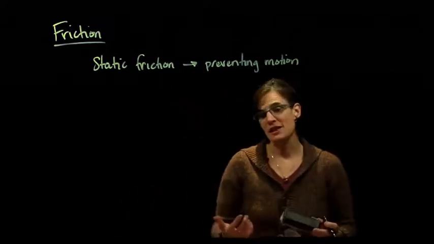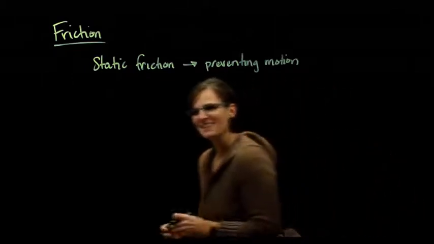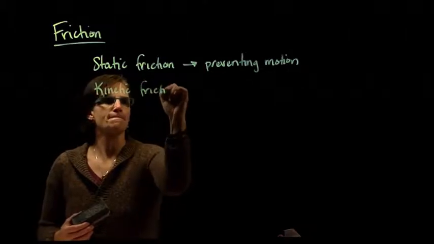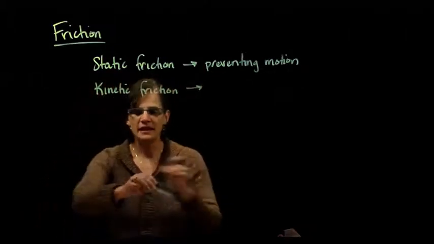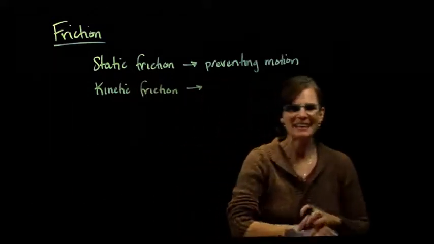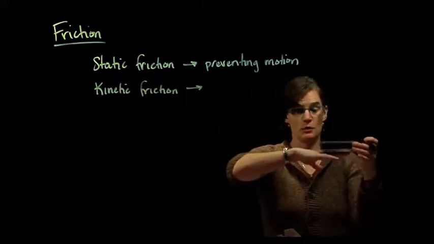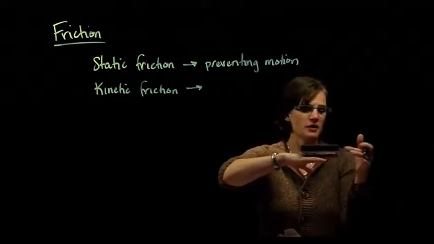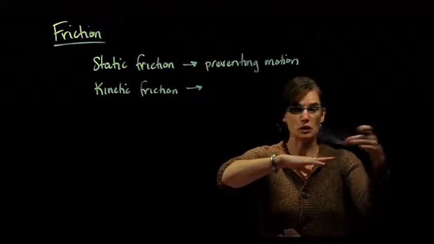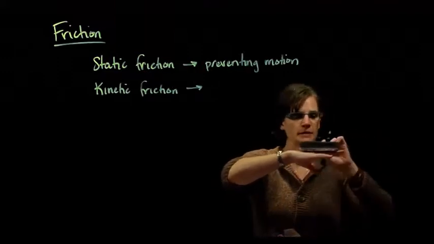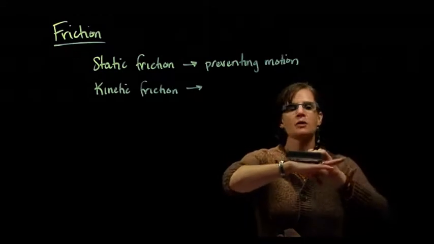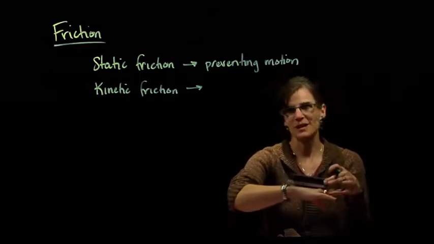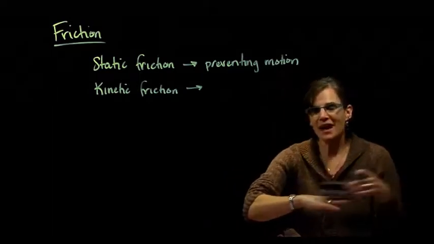The other type of friction that we're going to talk about is what we call kinetic friction. Kinetic friction is when an object is sliding. If I slide this eraser down my hand, I just tapped it. I'm no longer interacting with it, so it's moving, and then it slowly comes to a stop. It's sliding along my hand.